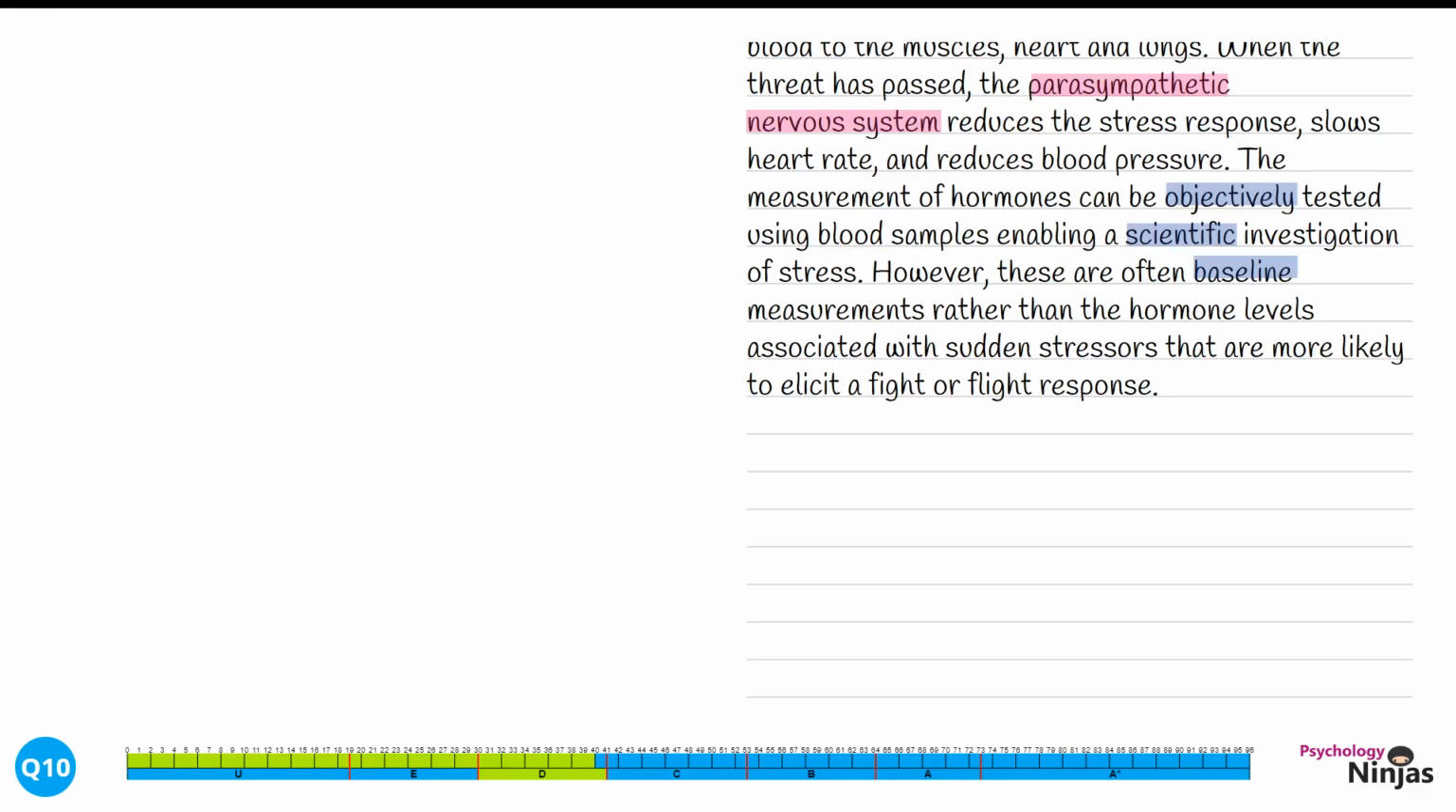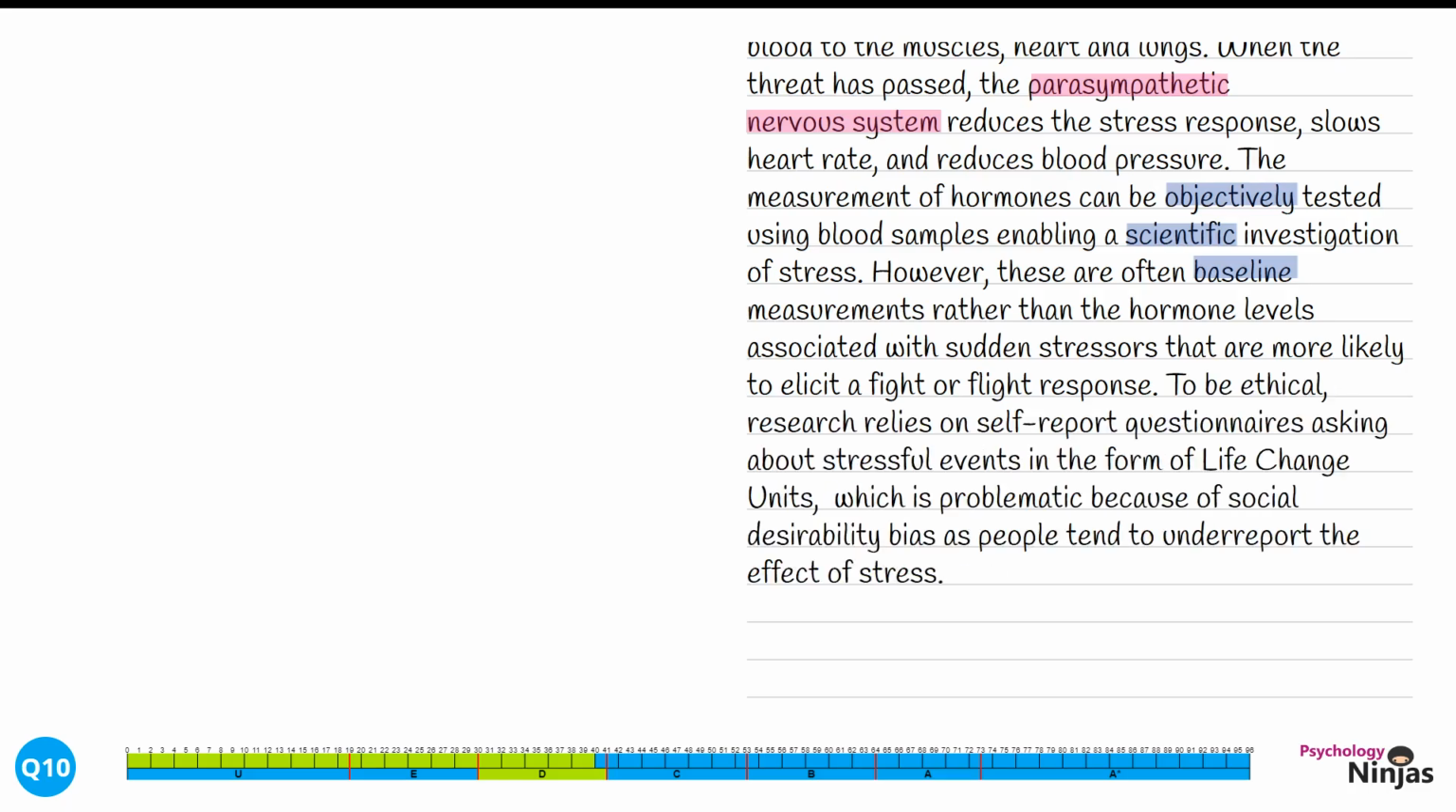To counter this, we're going to explain how else we could study the fight or flight response, or stressors. To be ethical, research relies on self-report questionnaires asking about stressful events in the form of life change units, which is problematic because of social desirability bias, as people tend to underreport the effect of stress.